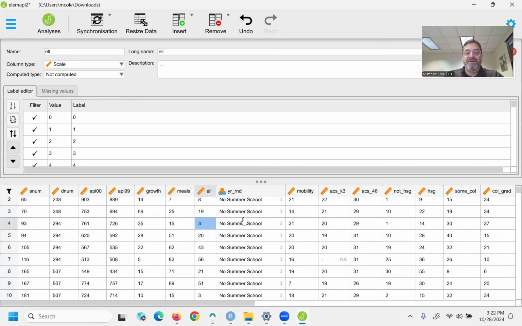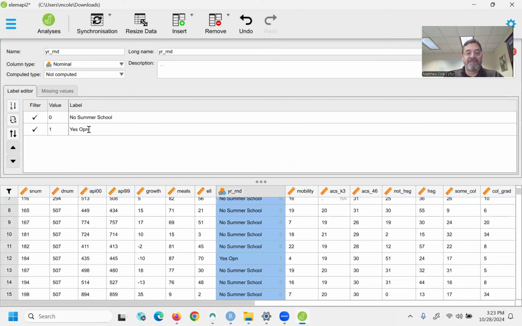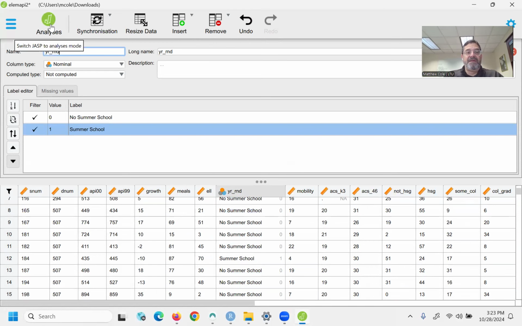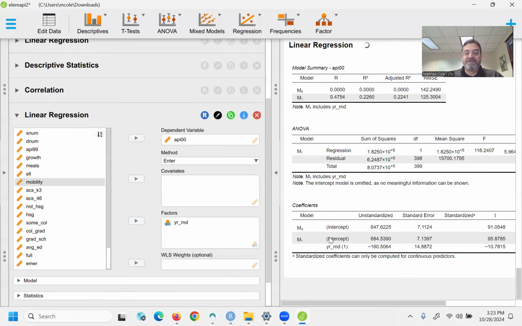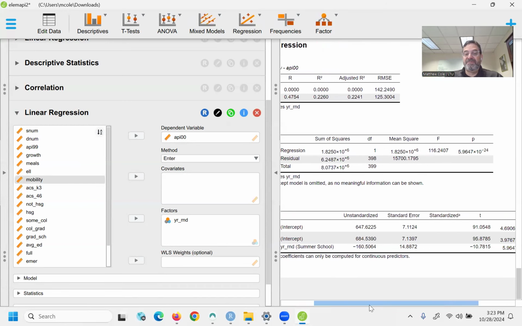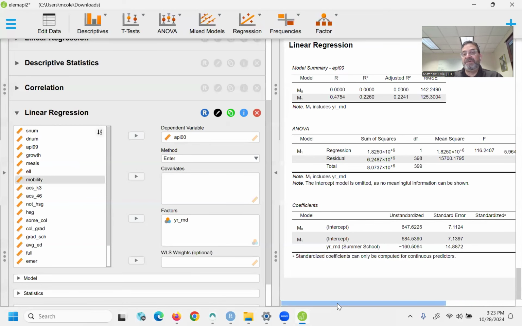Okay. Now we've changed the words. Summer school. Okay. And now when we look at the regression, see, it says what the labels are. So it just makes it a little bit easier to interpret when you have multiple categories, rather than having categories being labeled as 0, 1, or 1, 2, 3.